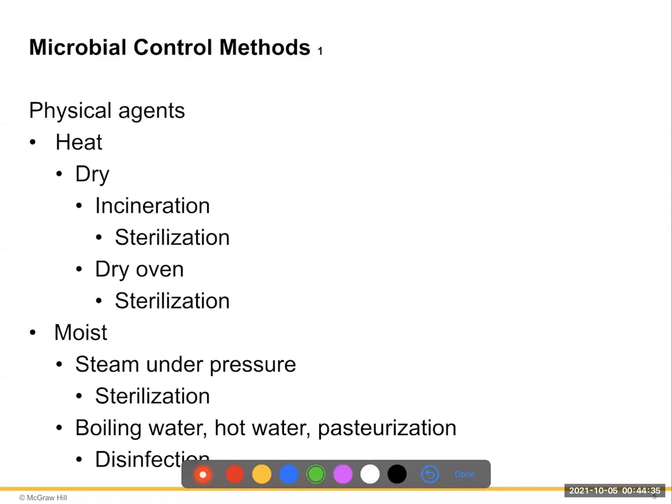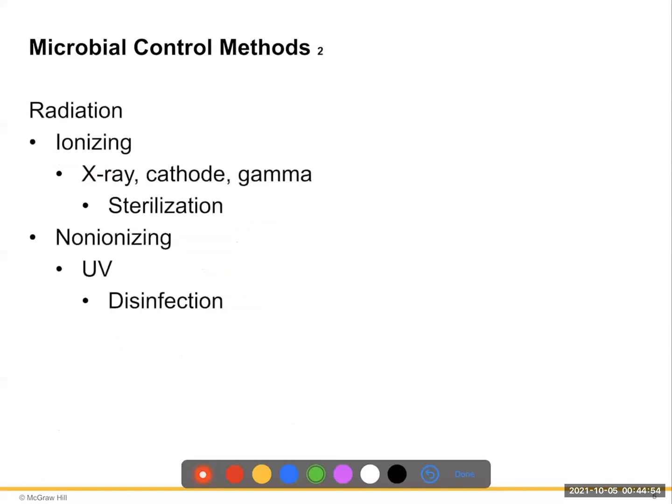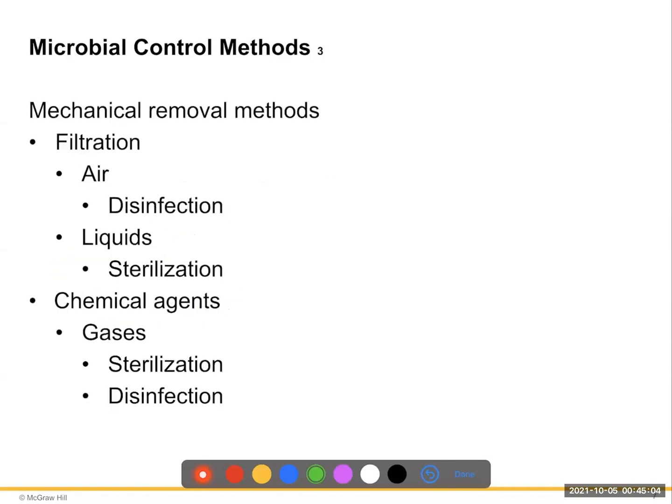Physical agents: we can heat it. Heat includes dry incineration, dry oven sterilization, or you can do moist heat. Steam under pressure can be used for sterilization; boiling water and hot water for pasteurization and disinfection. There are all different ways we control microbes. Radiation: ionizing radiation like X-ray, cathode, and gamma radiation for sterilization, and non-ionizing radiation like UV radiation for disinfection.